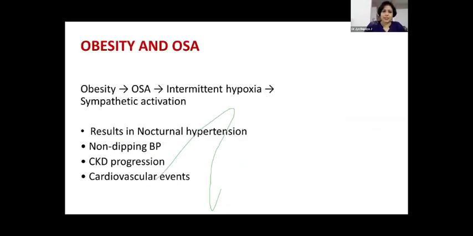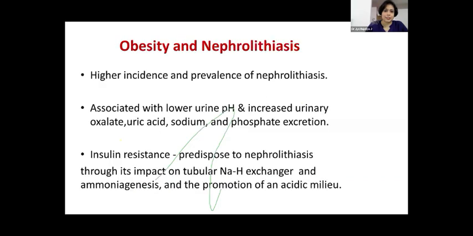Now, obesity and OSA. See, obesity results in obstructive sleep apnea, causing intermittent hypoxia and sympathetic activation. There is nocturnal hypertension, non-dipping of blood pressure, CKD progression, and increased cardiovascular events.